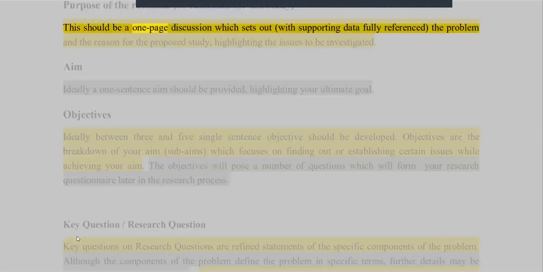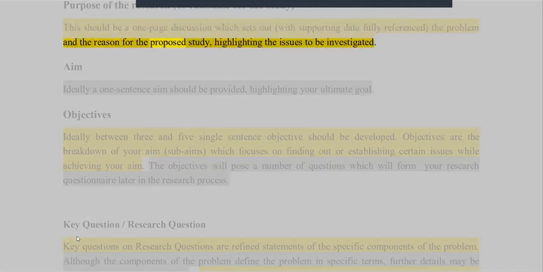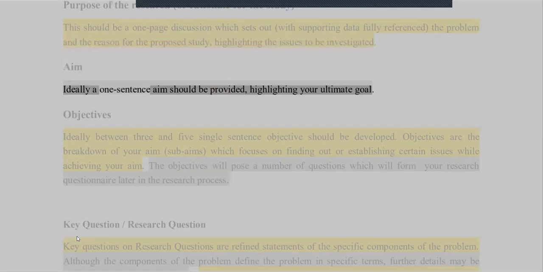Purpose of the research, or rationale for the study. This should be a one-page discussion which sets out, with supporting data fully referenced, the problem and the reason for the proposed study, highlighting the issues to be investigated. Aim. Ideally, a one-sentence aim should be provided, highlighting your ultimate goal.